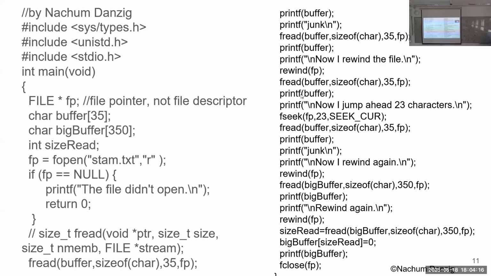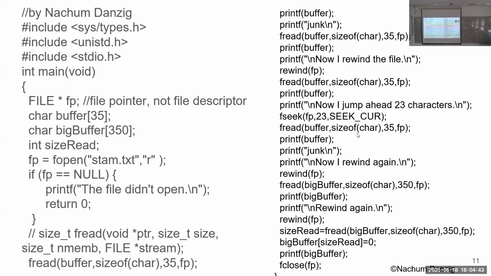Now I rewound and I read, and now I jump ahead 23 characters. So here's fseek. Fseek means go forward by 23 characters from... what does SEEK_CUR mean? It means from the current location that I'm at, because I could go 35 from the beginning, or 35 from the end backwards, whatever. So this is from the current, go forward 23 lines.